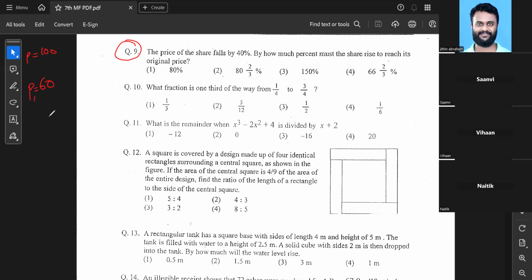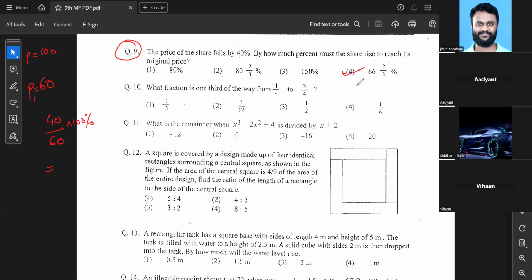Right. Now, how much percent is this 40 from 60? Because 60 के ऊपर 40 add कर रहा हूँ ना. So the percentage shall be calculated from here. 40 by 60 multiplied by 100. That's your answer. The fourth option. Sir, yes, sir, 66 2 upon 3. Correct. Option 4 is your correct answer. Okay, sir.